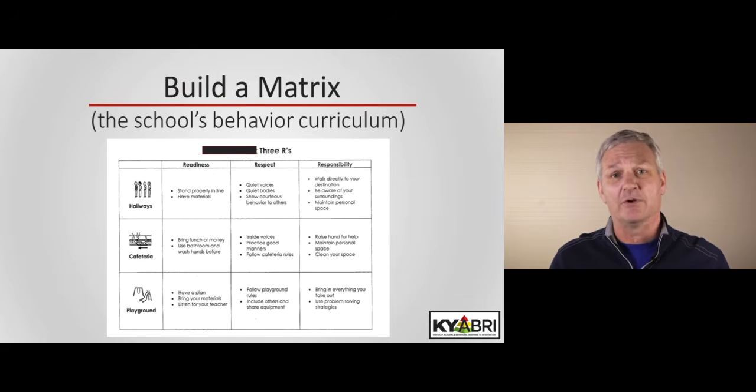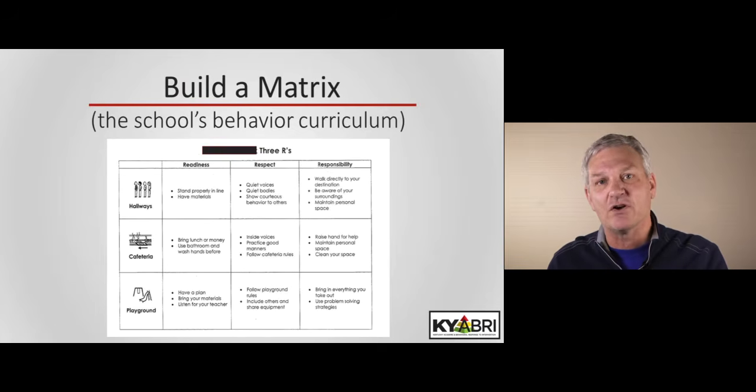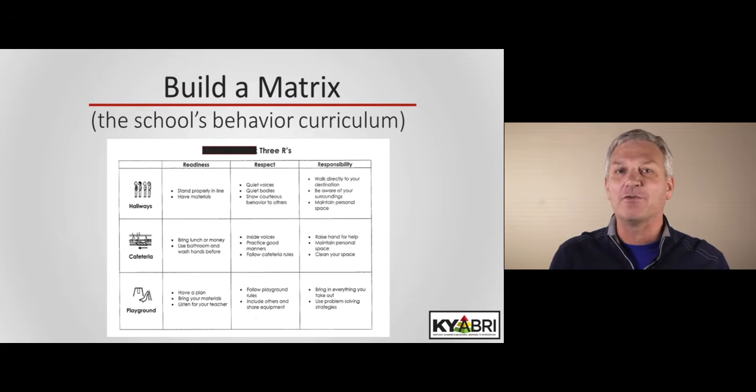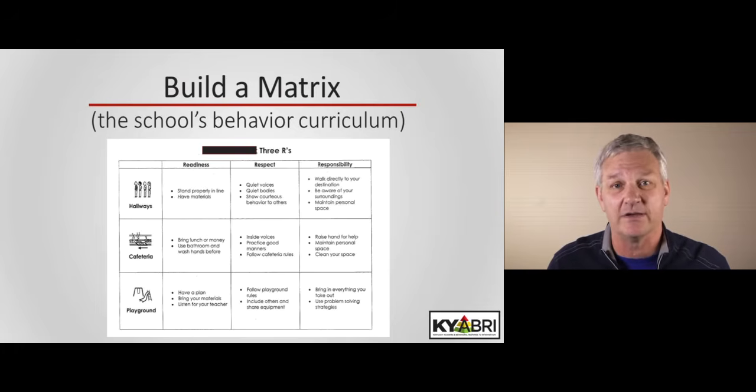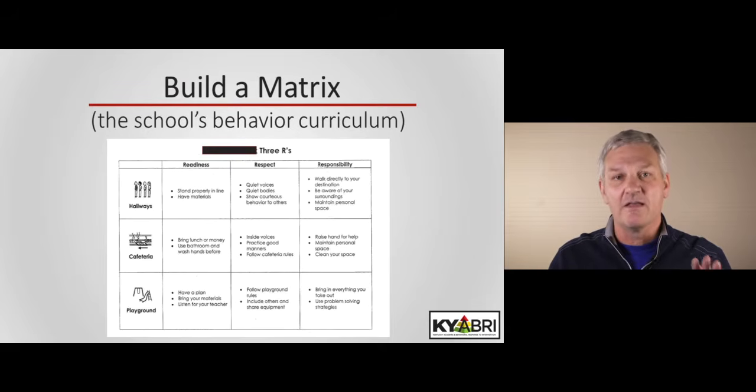You're looking at a matrix here. This is the purpose of a matrix. The matrix is your school's behavior curriculum. It's what every adult in your school has decided we're going to do. This is not instruction for the kids. If you were to put this matrix up in the hall, no kid is going to read it. This is our agreement. When we sat down as a school and we all talked and we voted, this is what we voted on as the rules.